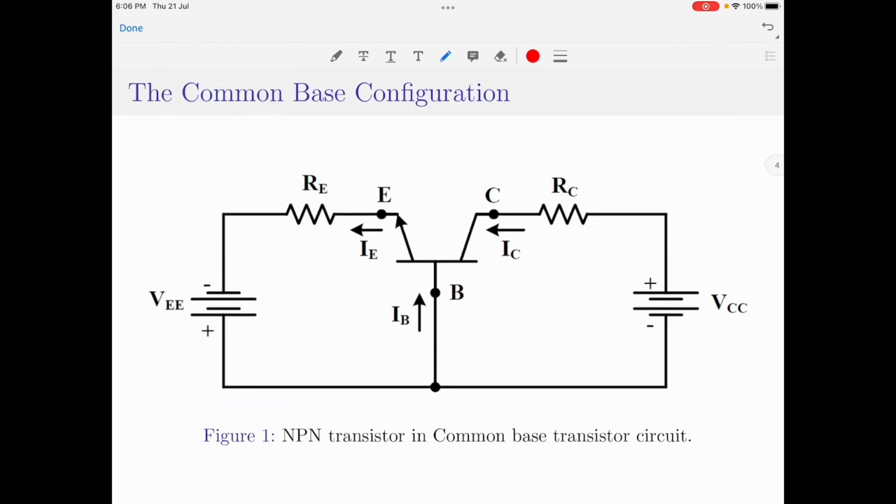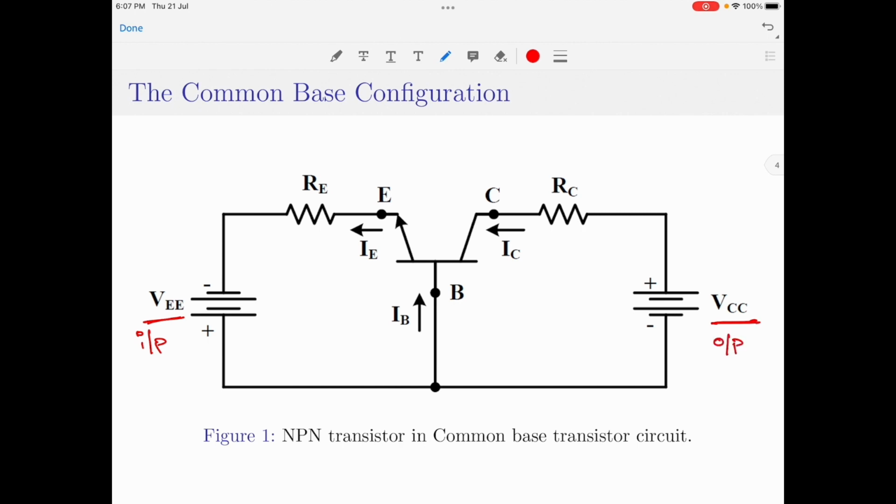I am going to start the discussion with the common base configuration, and the equivalent circuit for an NPN transistor in common base configuration is shown in figure 1 here. As its name suggests, in the common base or grounded base configuration, the base terminal is common to both the input and the output. Please note the supply voltage VEE shown here is the input and the VCC shown on the other end is the output.